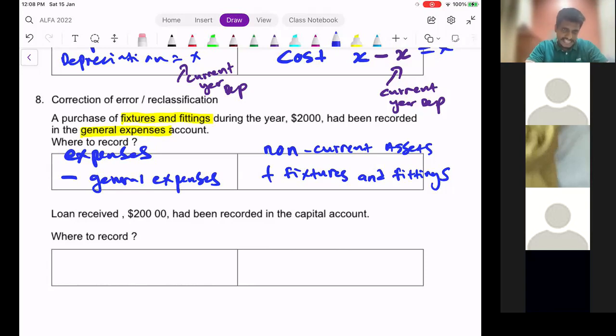Next mistake. I give you another mistake here. Loan received 20,000 had been recorded in the capital account. So can you tell me what to do?